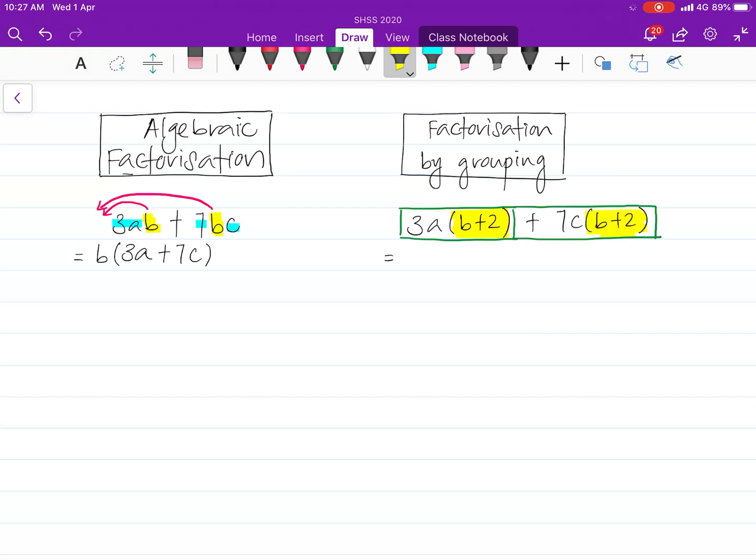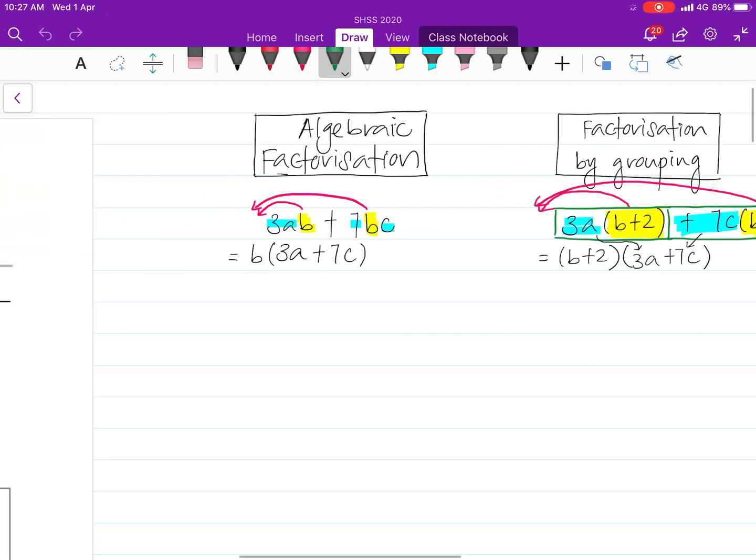So in this case, we are able to factorize out b plus 2 out of this expression. So if I factorize out b plus 2, what I am left with is 3a plus 7c. And that is what is in the other bracket. 3a and then plus 7c. Now, this is factorization by grouping.